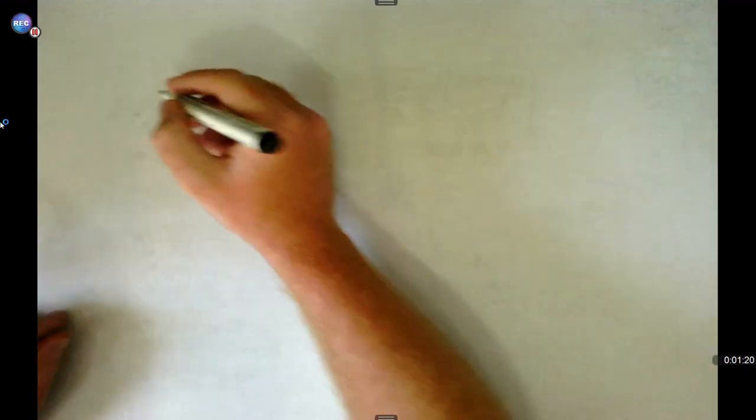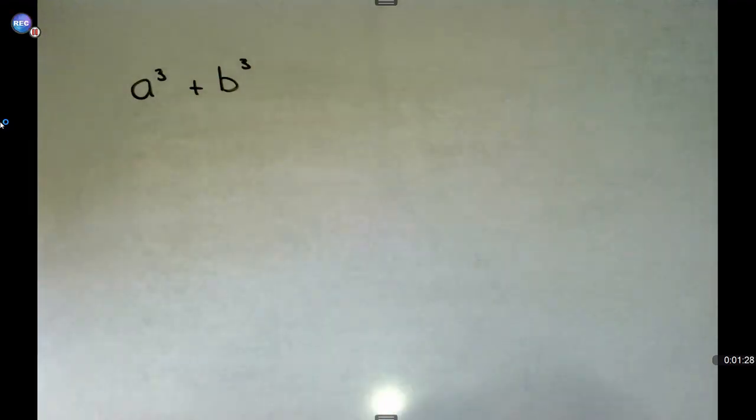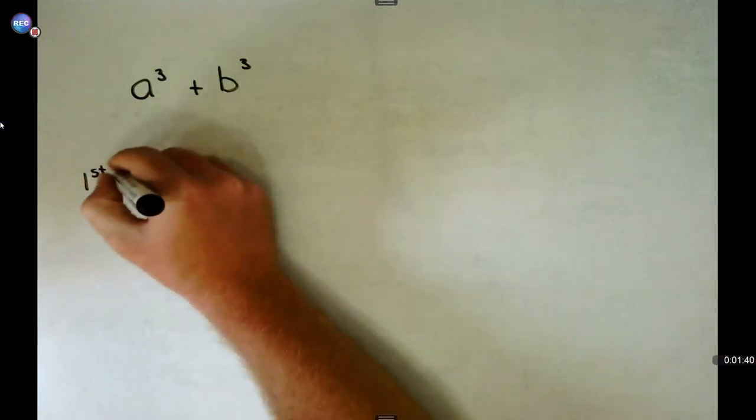What I'm going to start with is explaining the two most important things in factorizing the sum and difference of two cubes. If you look at this question I'm going to put on the board, you'll see that both of them have cubes for exponents. The first thing that you need to do is create your first bracket.